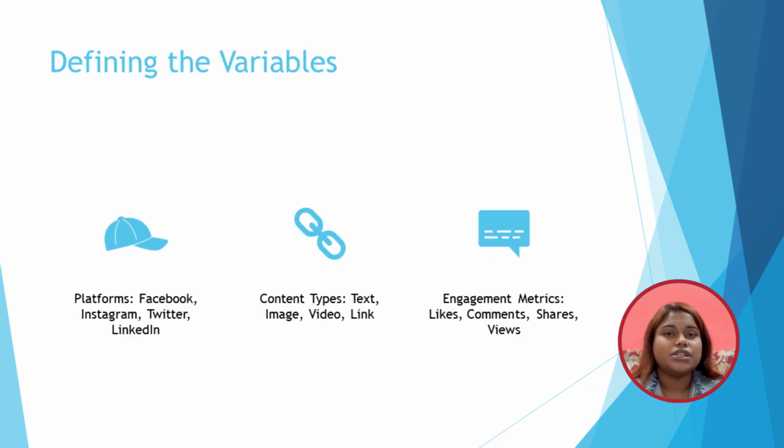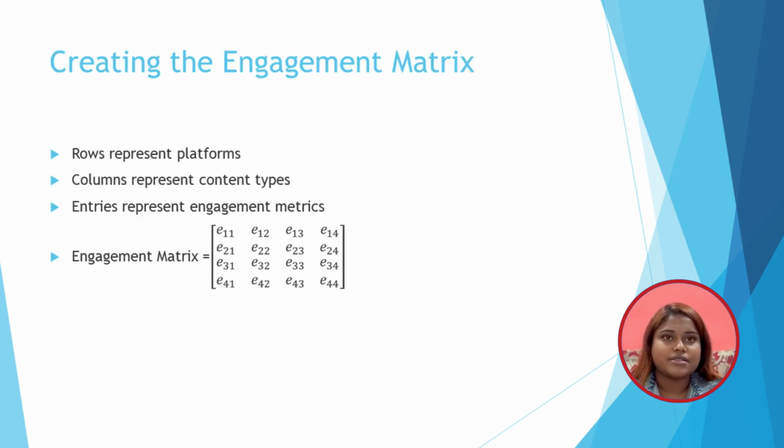First, we need to collect data from various social media platforms. This data includes metrics like likes, comments, shares, and views for different types of content such as text posts, images, videos, and links. Let's see how we can organize this data into a structured format. To illustrate this, let's look at an example engagement matrix. Here, each entry represents the engagement metric for a particular content type on a specific platform.